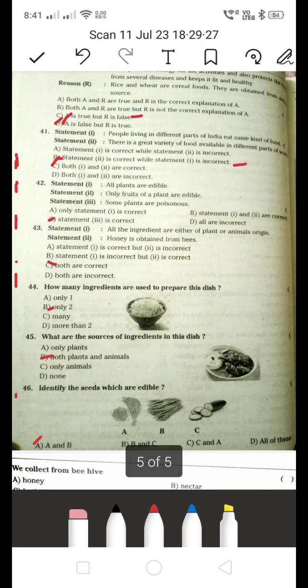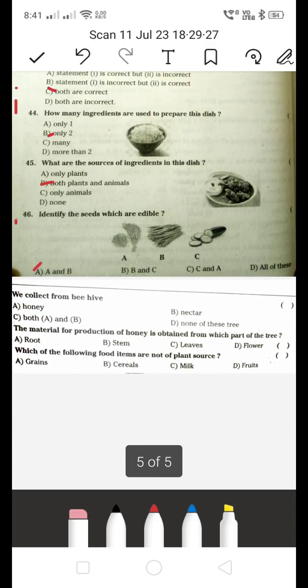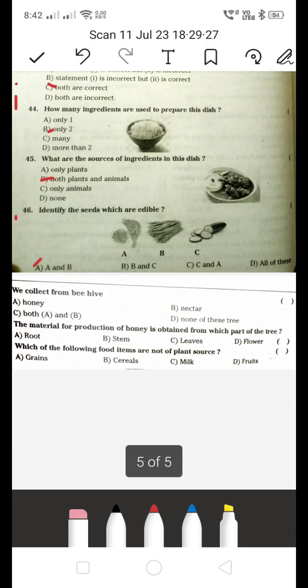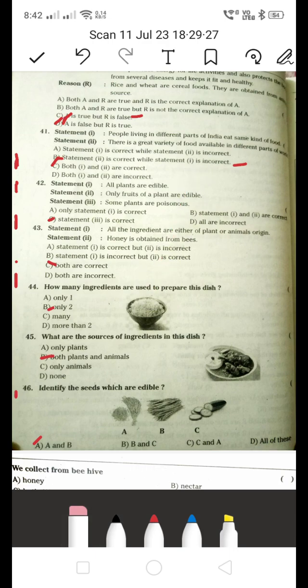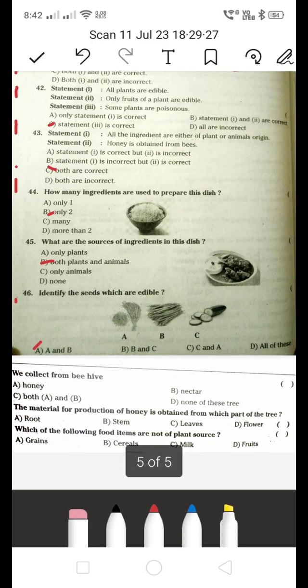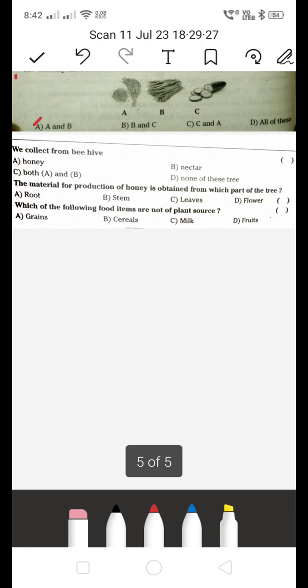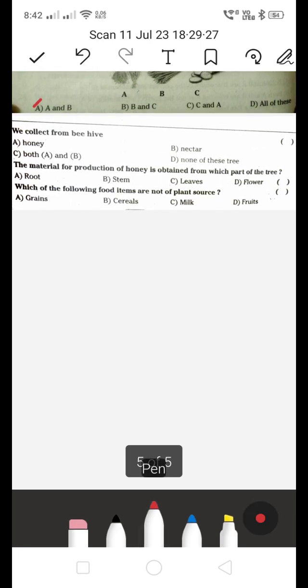Next one. We collect from the beehive. Is it honey, or both A and B, or B nectar, or D none of this? Which is the right answer? It's A, honey is the right answer.